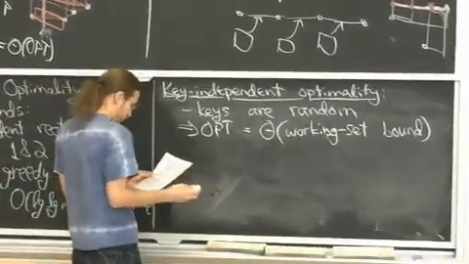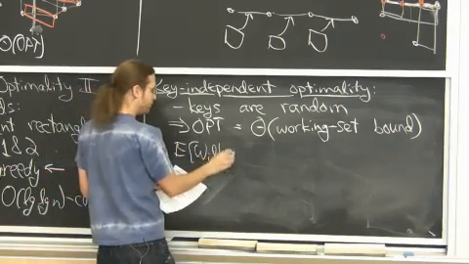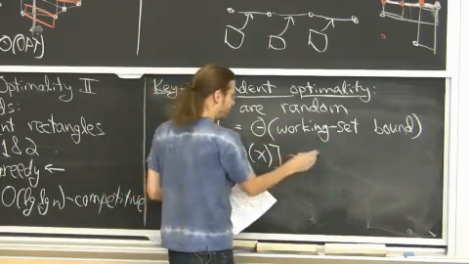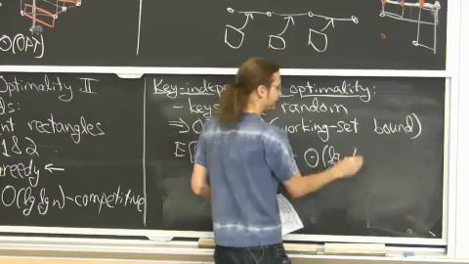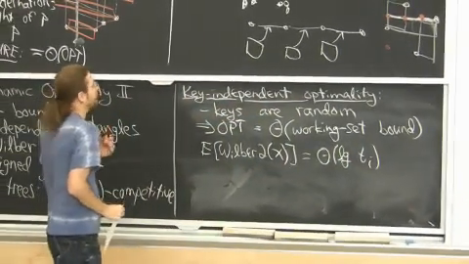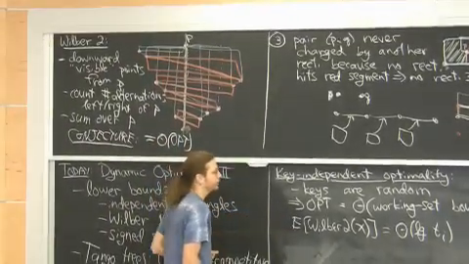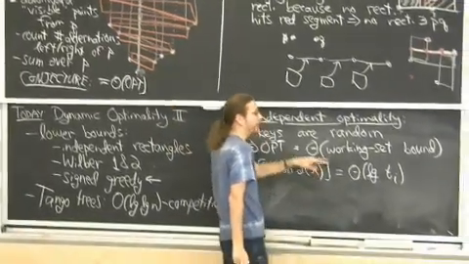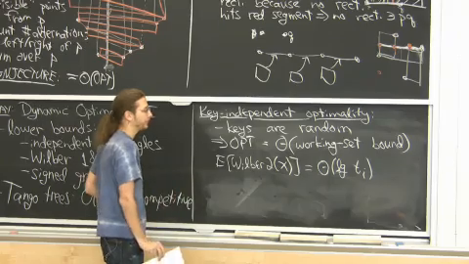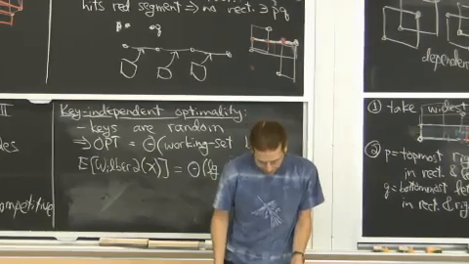So basically you show the expected Wilber 2 of a point over this randomization is theta log t_i, where t_i is the working set bound. And so that gives you the theorem. This gives you a lower bound of the working set bound. We have upper bounds of the working set bound, and therefore that's opt. Okay, so that's just a very quick sketch. If you're interested, check out the paper.